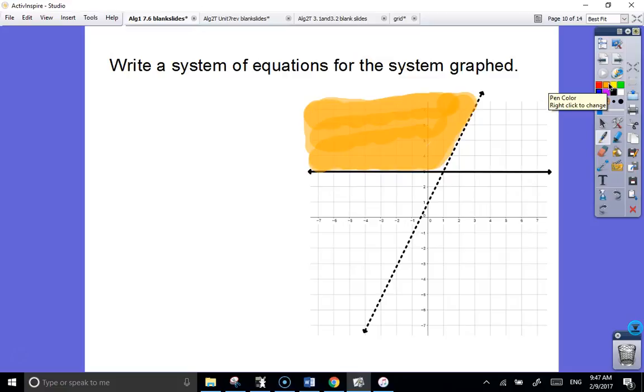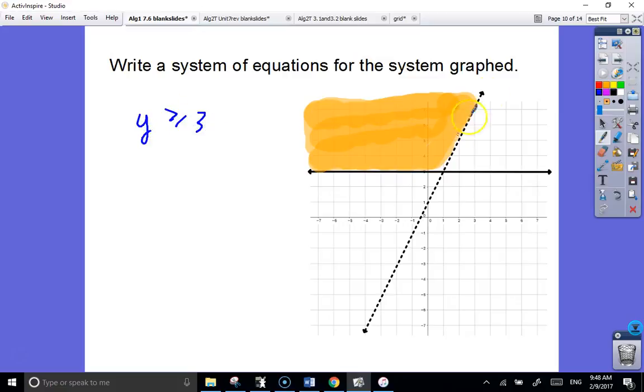How many lines are involved here? Looks like there's two. Okay, well, what's this line right here? Okay, the line is y equals 3. What's the inequality? Because it's solid, it's or equal to. Because it's above, it's greater. So the shading that goes with that there is y greater than or equal to 3.